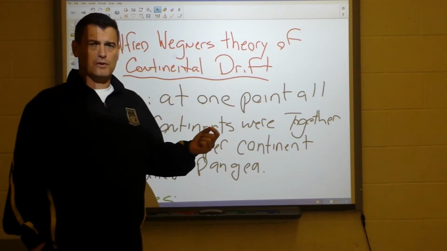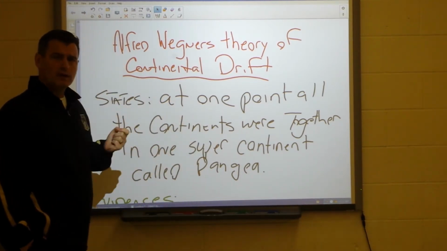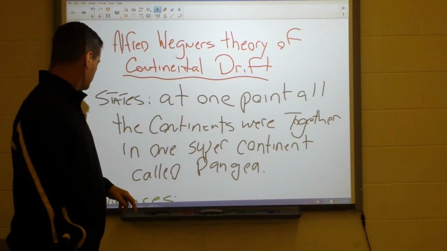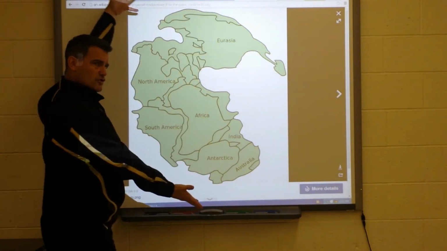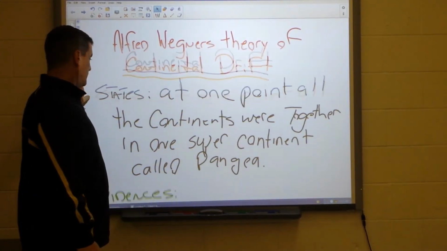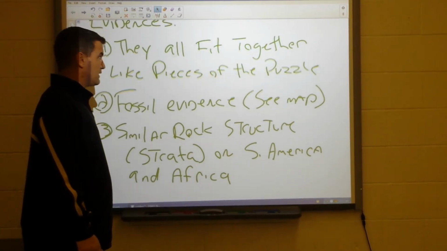So Alfred Wegener's theory of continental drift simply states that at one point all continents were together into one supercontinent called Pangea. So that's what Alfred Wegener, that's all he had to say. So that's his theory. What are the 3 pieces of evidence?